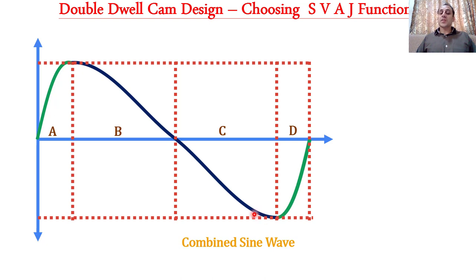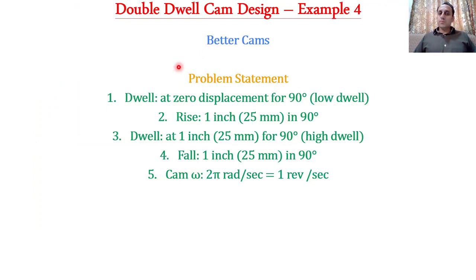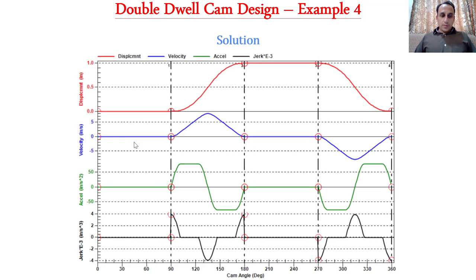We can use this function as an acceleration function. We have the same problem, but now instead of using the cycloidal or sinusoidal function, we are going to use the combined function, and that is the modified trapezoidal function. So we will use it for acceleration. This is the modified trapezoidal function, because this square wave is converted into a trapezoidal wave, and this modified trapezoidal function is basically the combination of sine wave and square wave.